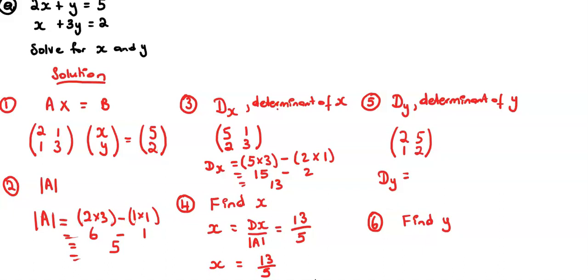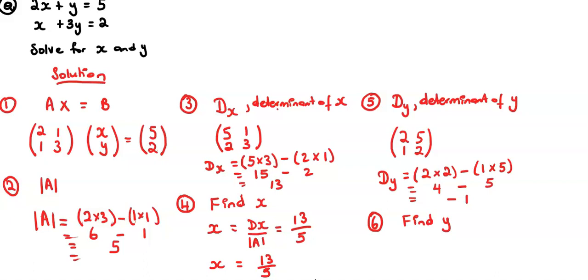So now we're going to find our determinant of y by multiplying the main diagonal. And that is 2 multiplied by 2 minus 1 by 5. 2 times 2 is 4, take away 1 times 5 is 5. 4 minus 5 is negative 1. So dy is equal to negative 1.